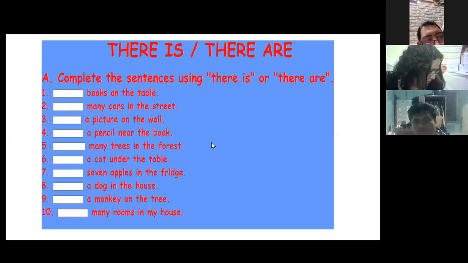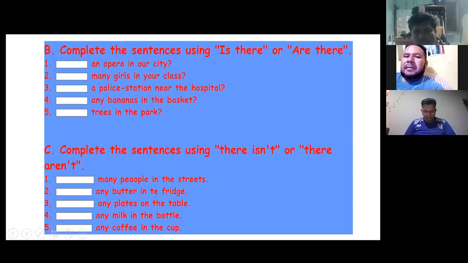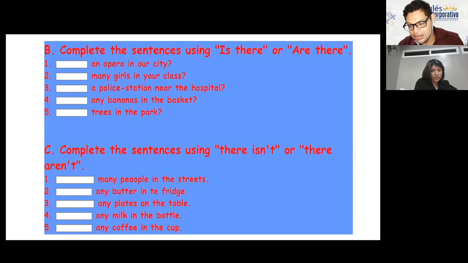Vamos con la siguiente. Esta era de completar con forma de pregunta, porque aquí nos dice que está el signo de interrogación. Entonces generamos una pregunta y decimos, en la parte B: is there an opera in our city? La número dos sería are there. Ahí vemos que nos toca el are there.